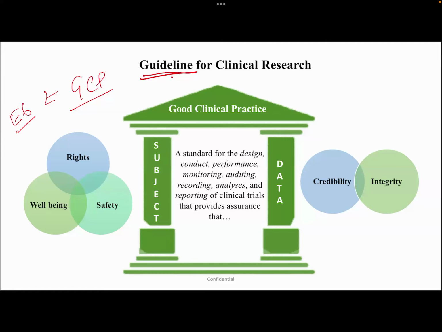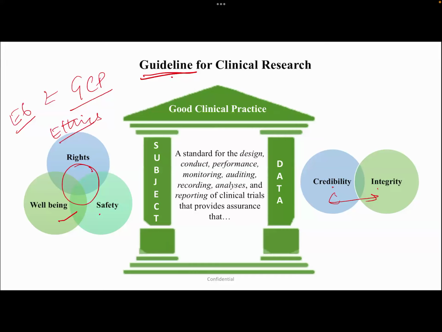What is this? First, protect the rights, safety, and well-being of subjects. These three words you should remember all the time: to protect the rights, safety, and well-being of subjects. That means ethics. And second, they need to ensure that data is credible and has integrity. That means there is no falsification, no manipulation in the data.